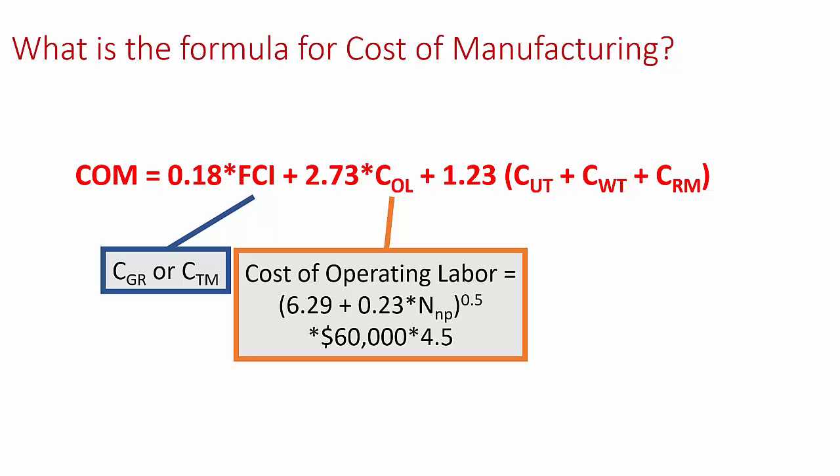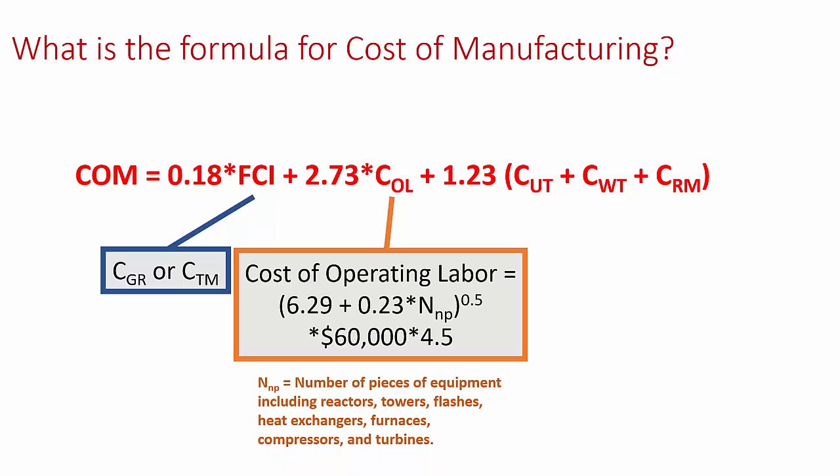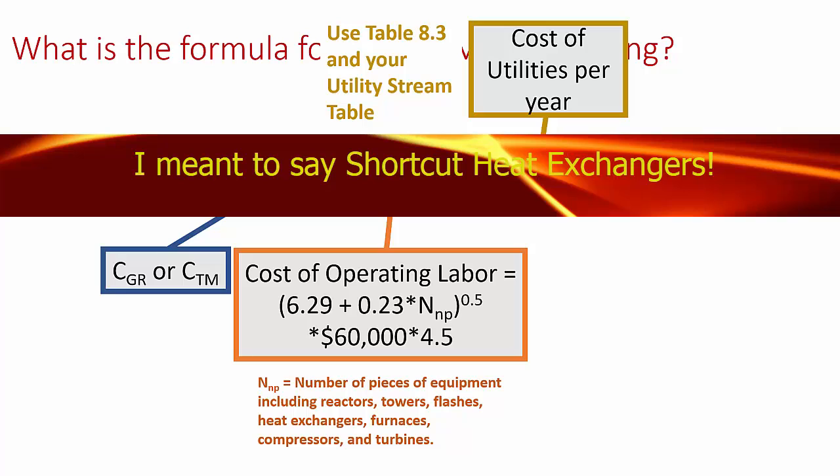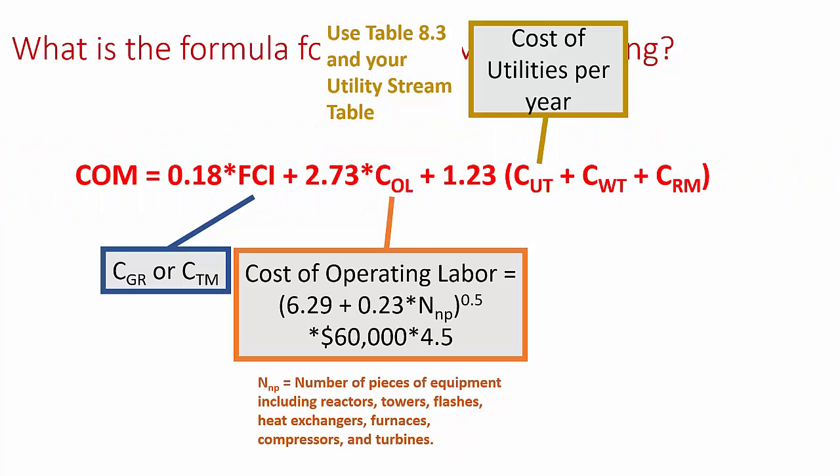The cost of operating labor is described by this formula. N sub NP is described by this number of pieces of equipment, including reactors, towers, flashes, heat exchangers, furnaces, compressors, and turbines. So you sum up all pieces of equipment except for pumps and valves. The cost of utilities per year, you would use table 8.3 in your utility stream table to calculate. If you don't have a utility stream table because you've used shortcut columns, you can still calculate utilities. However, it should be the topic of a separate video lecture.